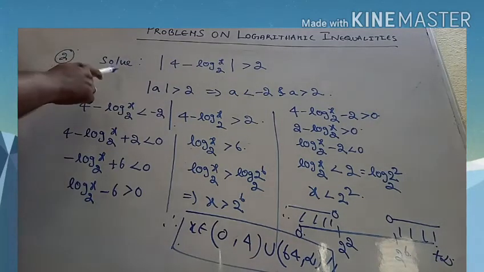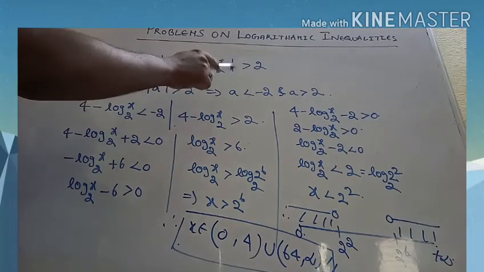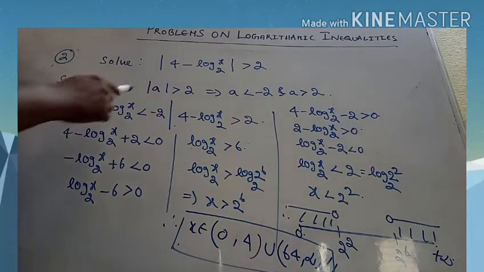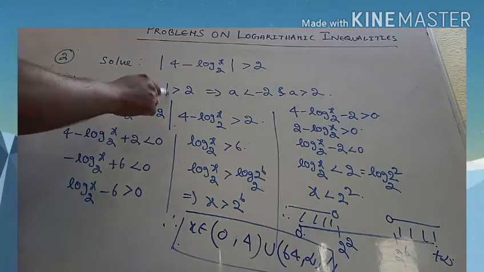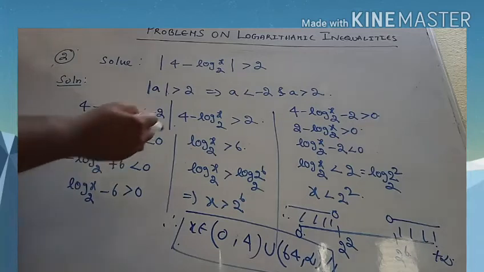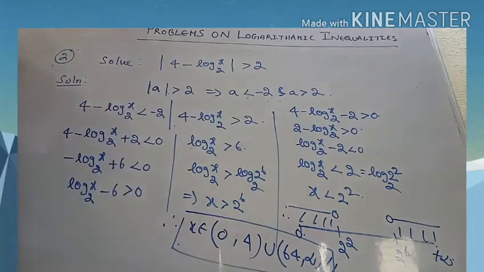The second one: solve modulus of 4 minus log x to the base 2 greater than 2. How will we solve this particular problem? We have one modulus inequality property: modulus of a greater than 2 implies a less than minus 2 or a greater than 2.